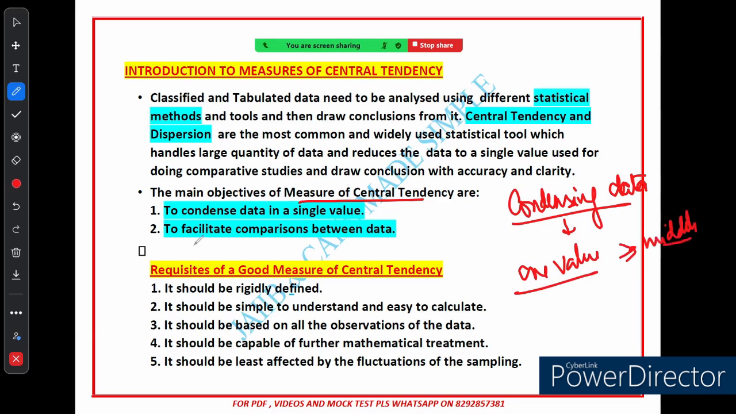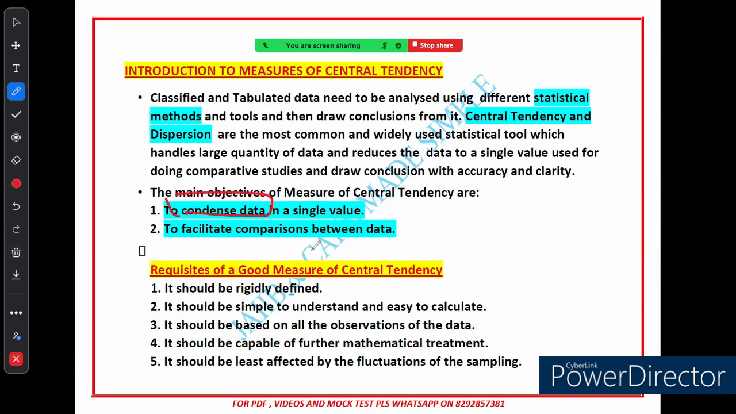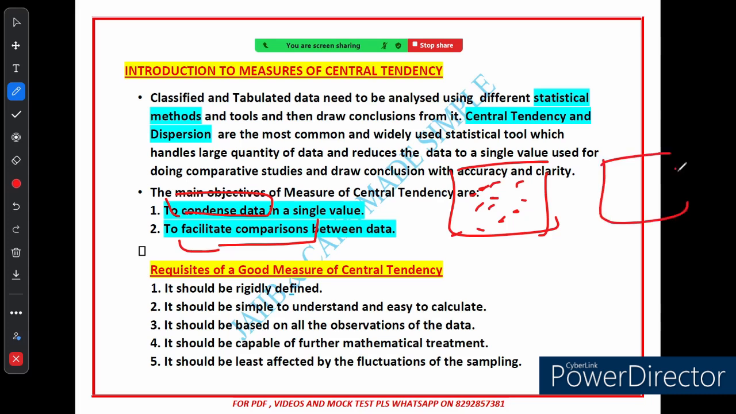And the second thing is that it facilitates comparison. That means it makes the comparison easier, right? It becomes easier to compare different sets of data because you are working with just one number for each set. First objective of the central tendency measure is condensing data. Second objective is facilitating comparison. Suppose this is a huge lot of data, this is data set 1, this is data set 2. Instead of all this data, you take only one value.